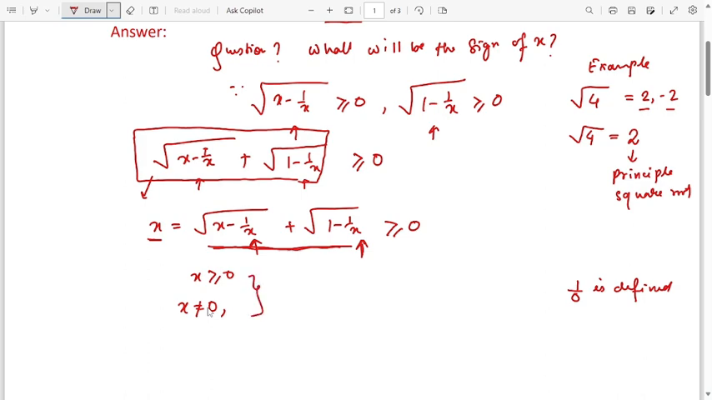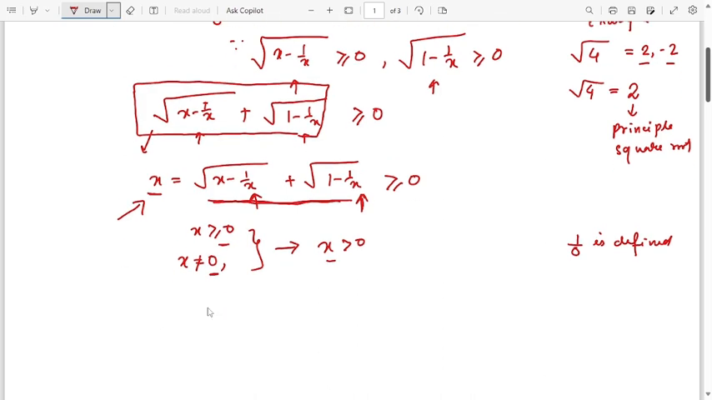So from these two, we can say x is greater than 0, meaning x is always positive. Why? Here x is non-negative, here x is not equal to 0. So both simultaneously imply x is always positive. So whatever the solution of this equation, it is always positive. So let's start our solution now.